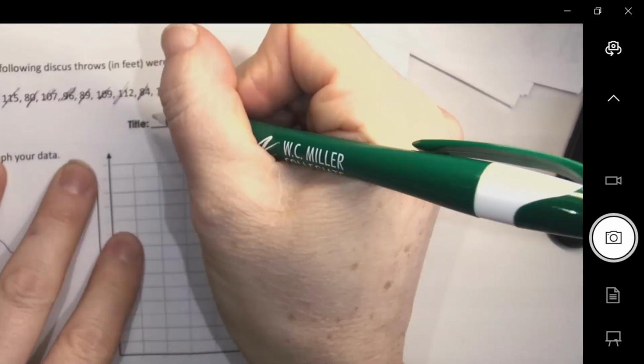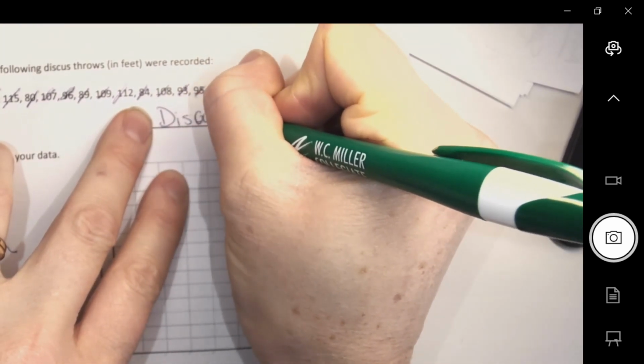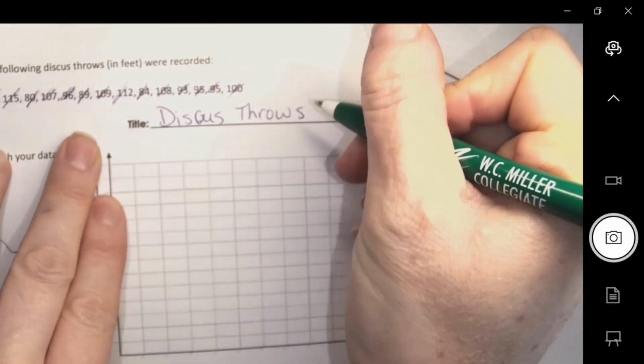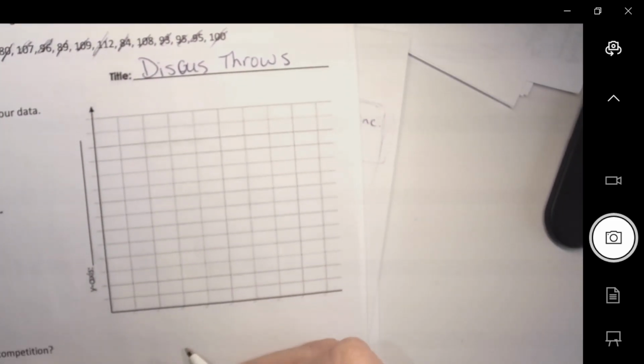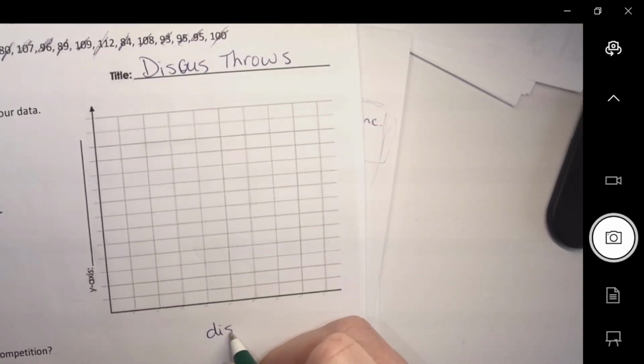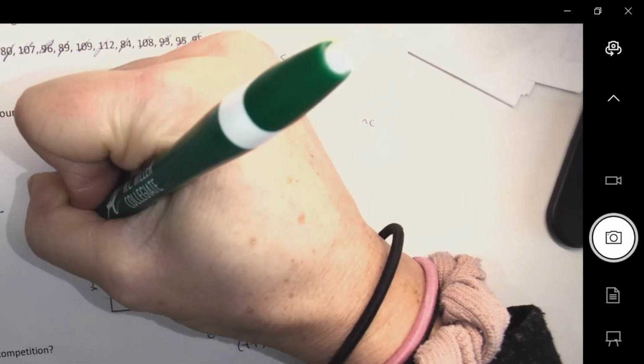Okay, so to make a graph, I need to see 3 titles. Something to title the whole thing: Discus Throws. On the bottom, we'll put distance in feet. And then we'll put frequency up there.